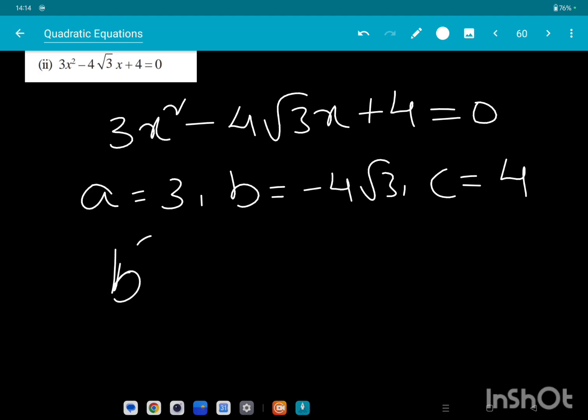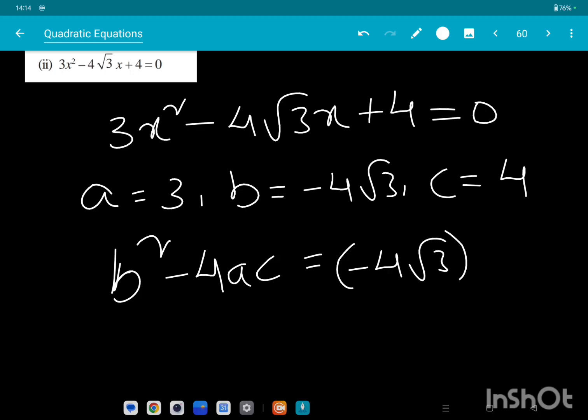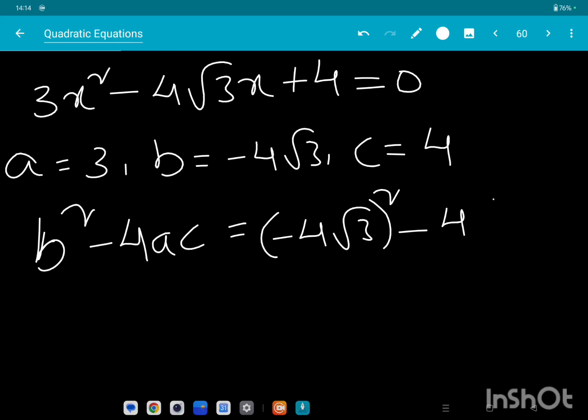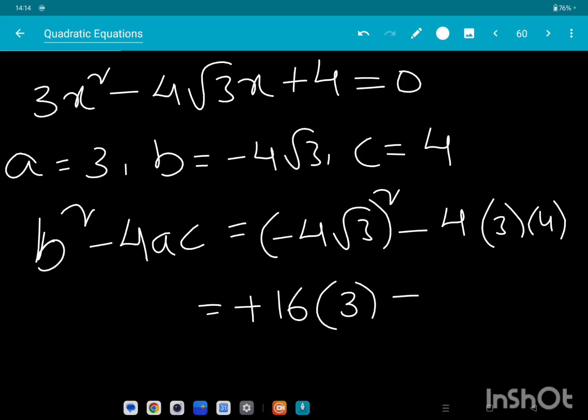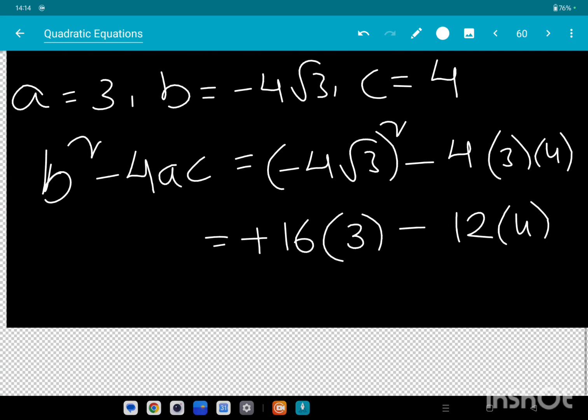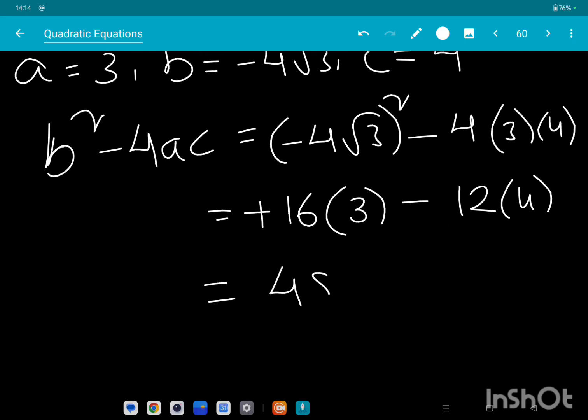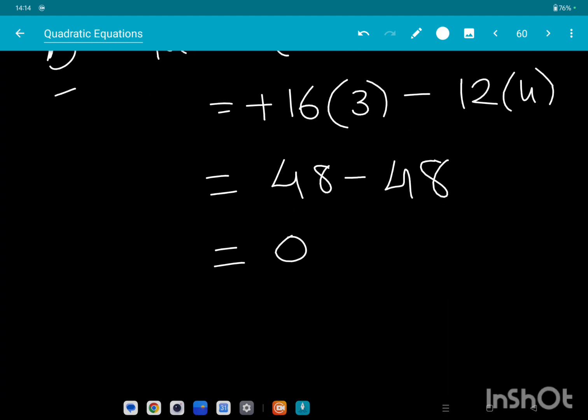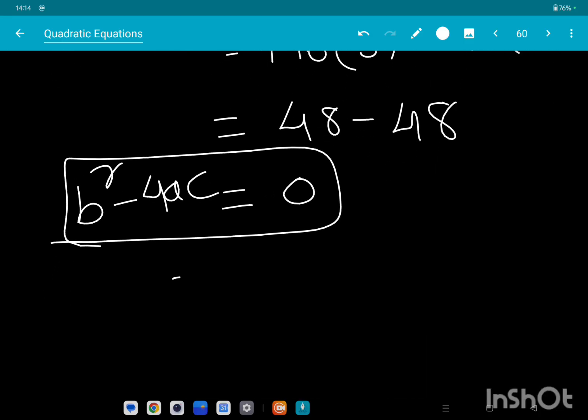Now what is the discriminant here? b square minus 4ac is equal to, what is the b square here? Minus 4 root 3 whole square, minus 4. What is the a value? 3. c value is 4. Now solve. Minus into minus is plus. 4 4s are 16, and root 3 whole square is 3, minus 4 3s are 12 into 4. Now 16 3s are 48 minus 12 4s are 48. So 48 minus 48 is 0, which means this discriminant b square minus 4ac is equal to 0. This means it has real roots, not distinct, equal real roots.